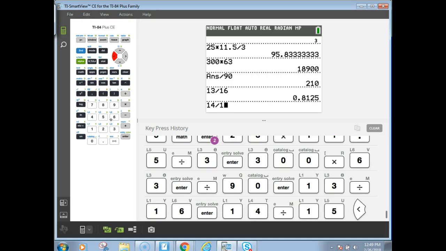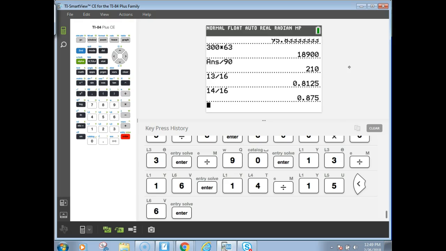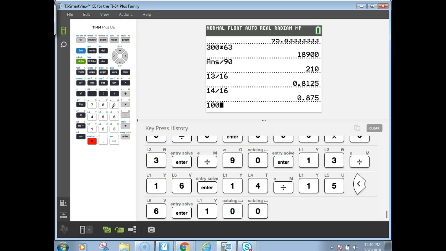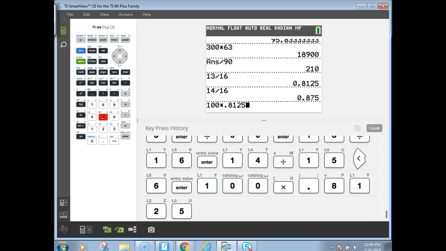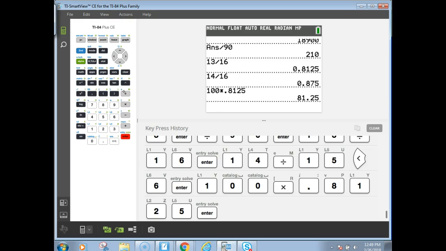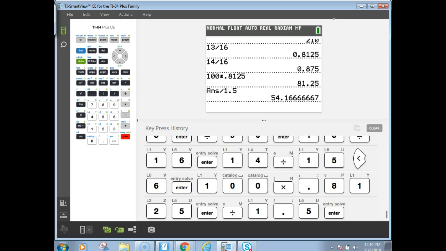Oops. That would have been 0.875, and your answer would be slightly different. Cross products are equal: 100 times my 0.8125. Okay, and then I would need to divide that by 1.5. So I would have gotten 54.2 miles.